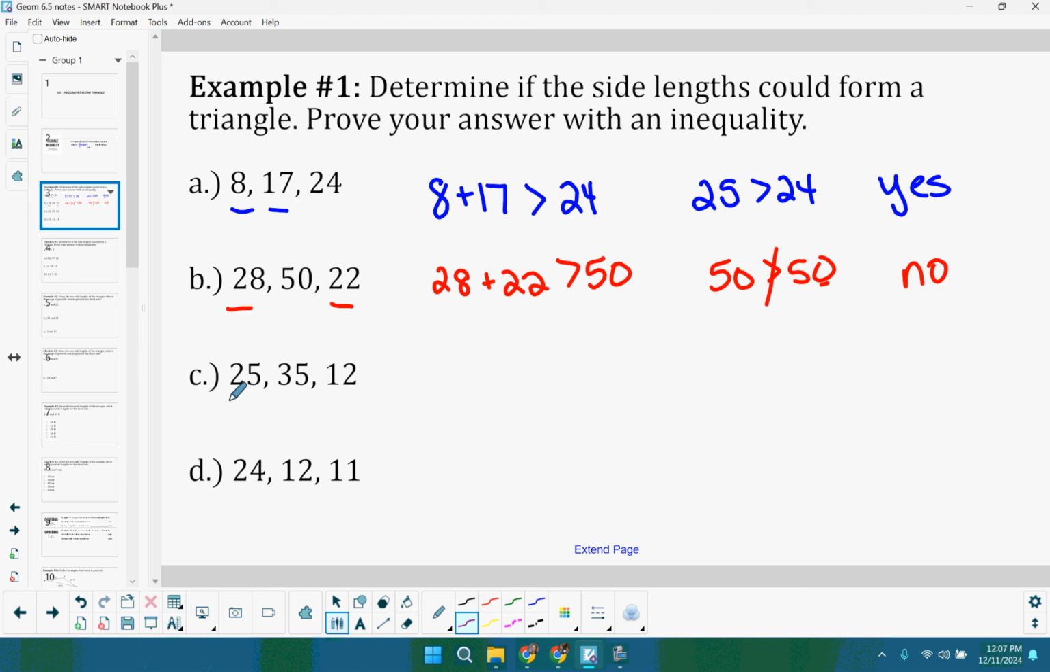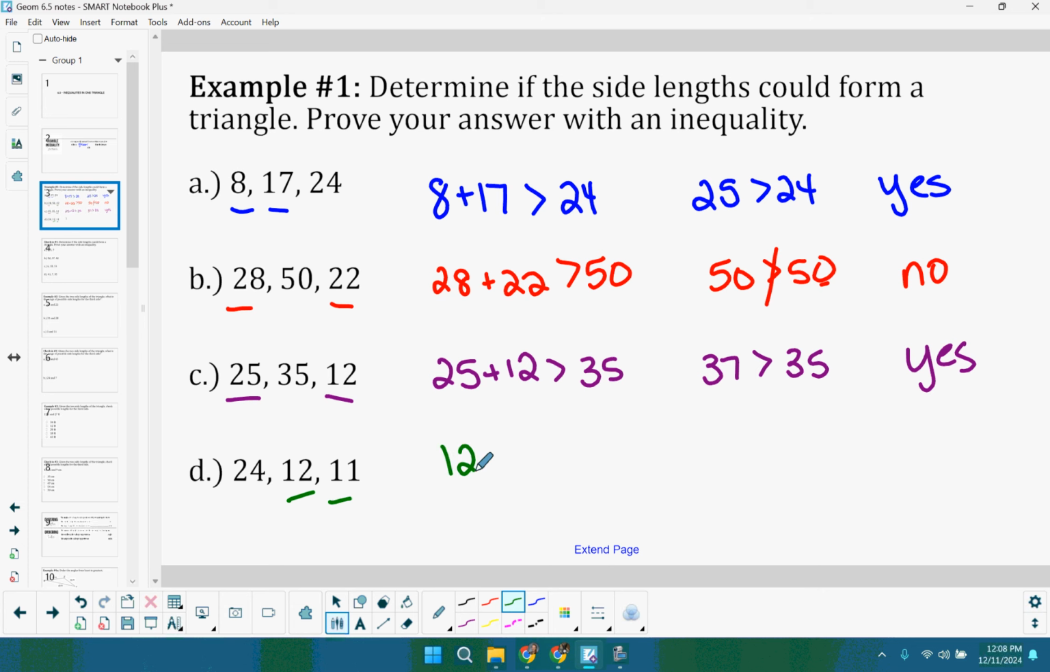For C, my two smallest are the 25 and the 12, so we're going to add up 25 plus 12, check if it's greater than 35. So this is going to be 37 is greater than 35. That is true. So our answer is yes. And for our final one, 12 and 11 are the smallest pieces. So 12 plus 11 is 23. 23 is not bigger than 24. So our answer is no.